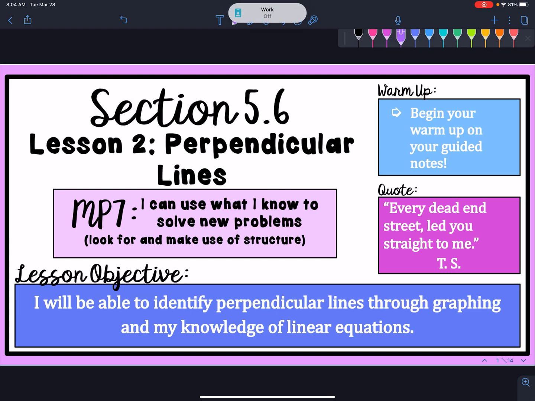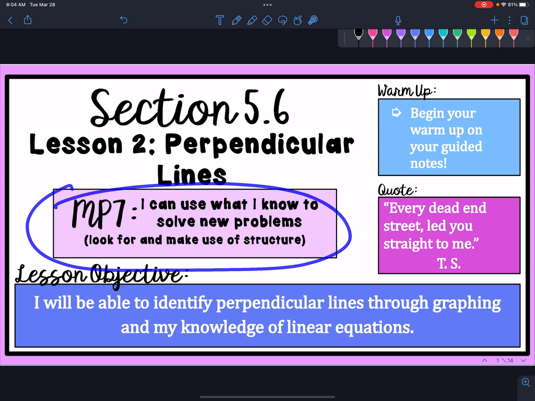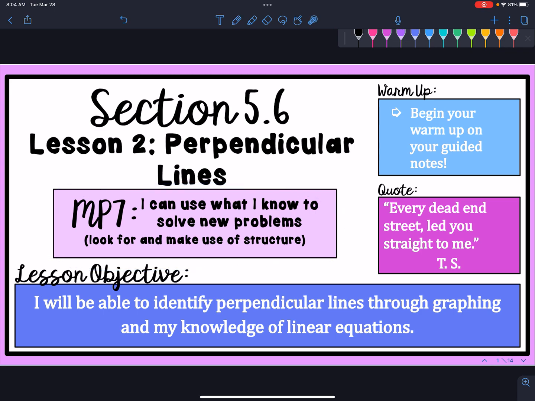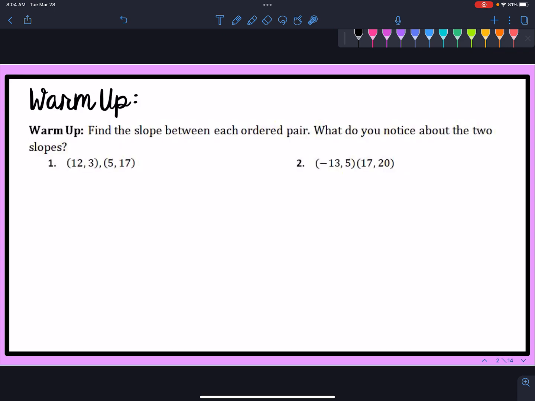Hi everyone, today we are looking at lesson 2, which is going to focus on perpendicular lines. We are still focusing on math practice 7. We're going to continue using our prior knowledge to help solve new problems. And our lesson objective is: I will be able to identify perpendicular lines through graphing and my knowledge of linear equations. I would like for you all to start with your warm-up.